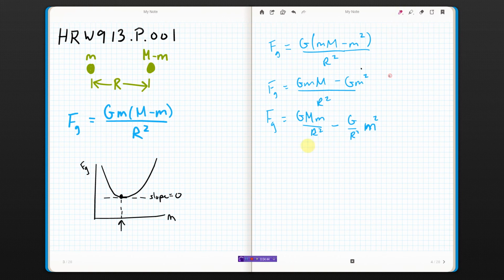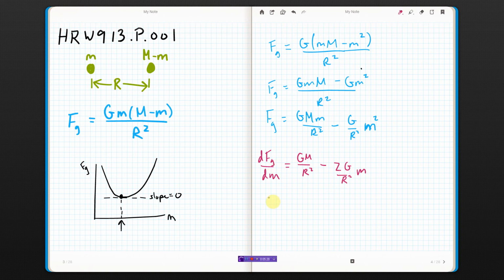Remember, little m is my variable, so I should be writing it like that. Right here we basically have a linear term. That means when I take the derivative, I just end up with a constant. And then minus, I've got this exponent here, so I'm going to bring that down in front. Then I subtract 1, which leaves me with m to the first, so I'm going to leave it alone.